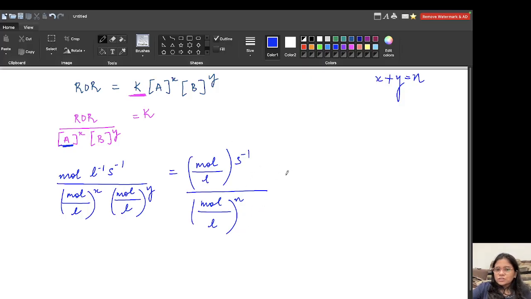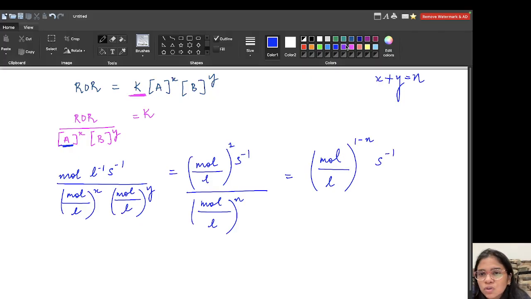Now this n will shift to the denominator, and you will get moles per liter to the power 1 minus n second inverse. Just remember it like this. Rate of reaction unit is moles per liter second inverse. And what will be the unit of your K? K unit will be moles per liter to the power 1 minus n second inverse.